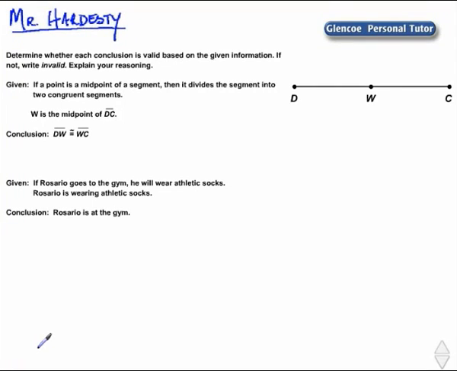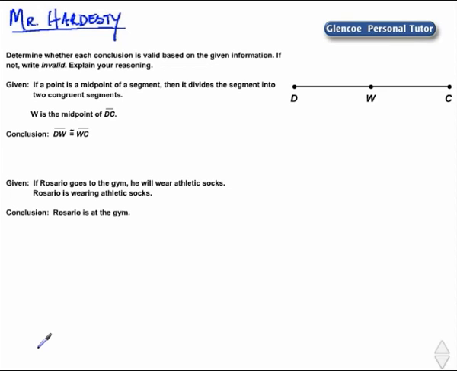This is Mr. Hardesty. Let's solve the next problem using the law of detachment. Determine whether each conclusion is valid based on the given information. If not, write invalid. Explain your reasoning.